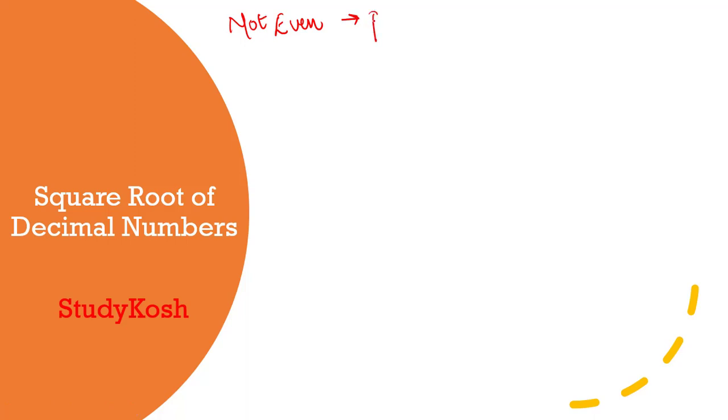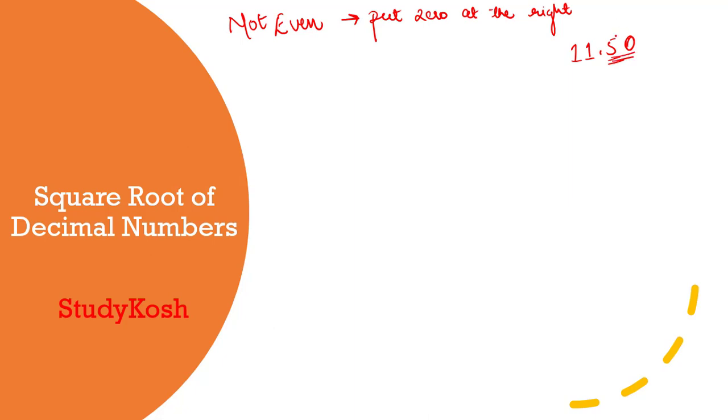So you need to put 0 at the right side so that you can make it even. Let's take an example, like you have 1.5. So here after the decimal it is only one number, so it is not even. To make it even, we'll place a 0 here. Now it is even, two numbers are there.